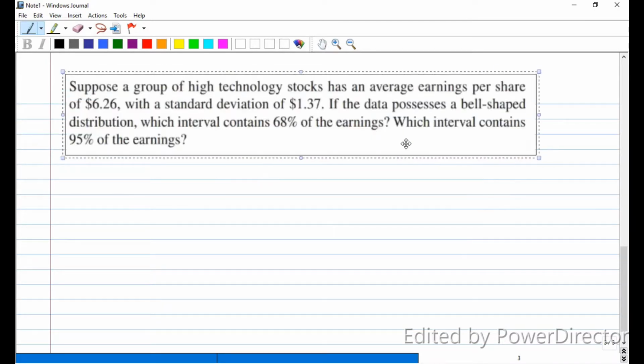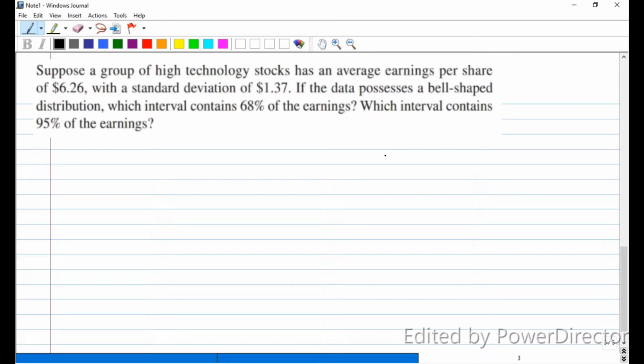Suppose a group of high technology stocks has an average earning per share of $6.26 with a standard deviation of $1.37. If the data possesses a bell-shaped distribution, which interval contains 68% of the earnings? So we want to write the interval down that would contain 68% of the earnings.